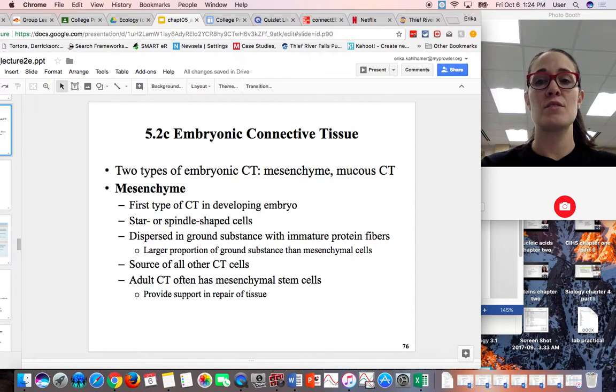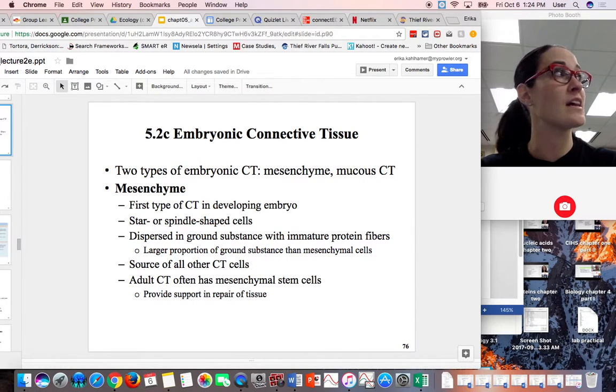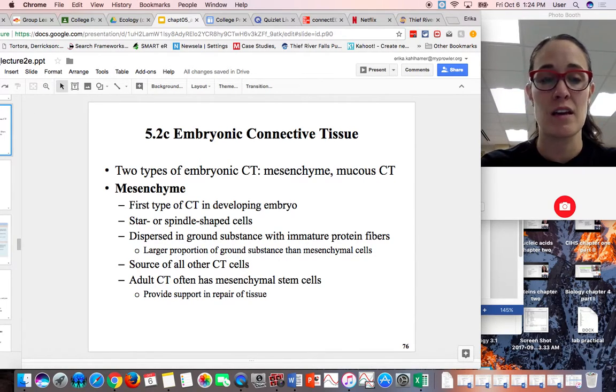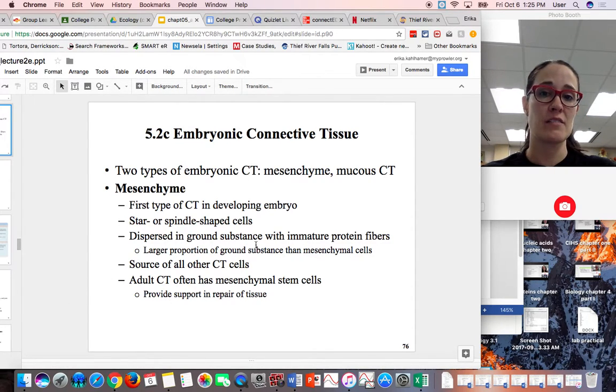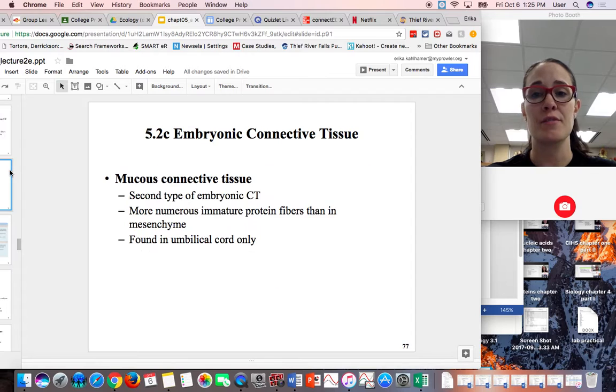So there is embryonic connective tissue within an embryo skeleton. There is mesenchyme, and then there's mucous connective tissue. Mesenchyme develops into pretty much everything. It's the first type of connective tissue in the embryo skeleton, and it's the source of all other connective tissues. As adults, we still have some mesenchymal stem cells that can help repair tissue.